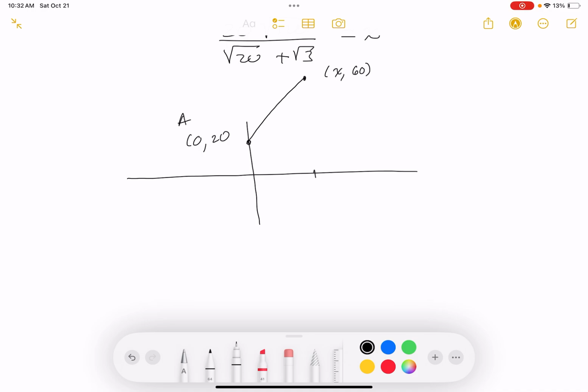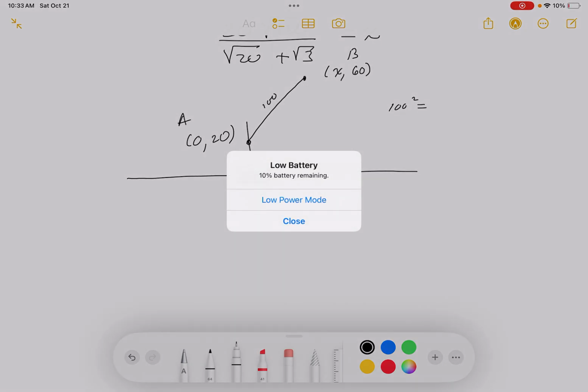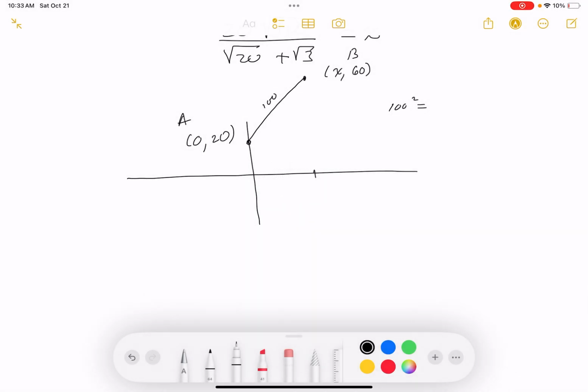I'm going to use Pythagorean theorem. And I got to go back and read the question. I just forgot what they said. I think they said they're 100 feet apart. Let me just go back and make sure they did say that. Yeah, they're 100 feet apart. So this distance over here is 100. So let me write down the distance formula for you. So it's going to be 100 squared is equal to, this is B, by the way. Whoops, I got to be quick on this problem. My battery's going dead. Got 10% left.